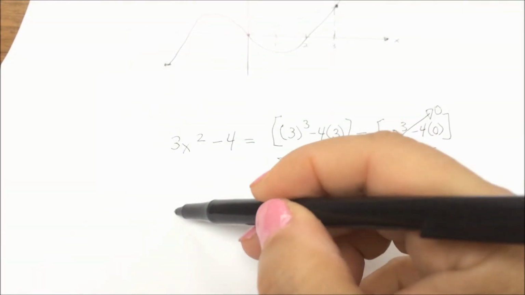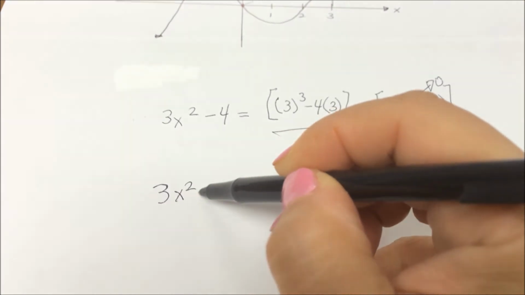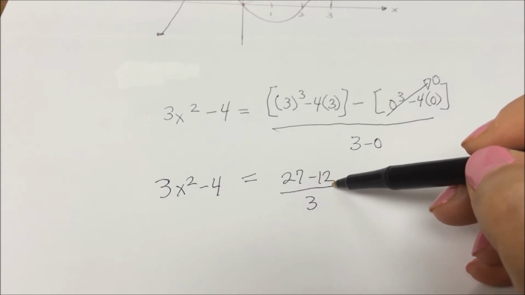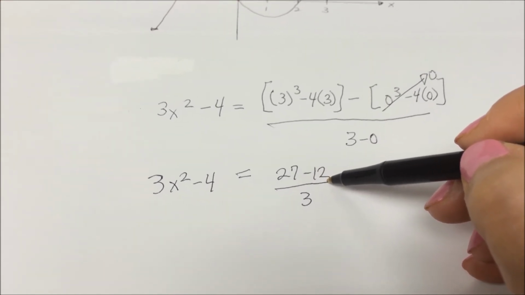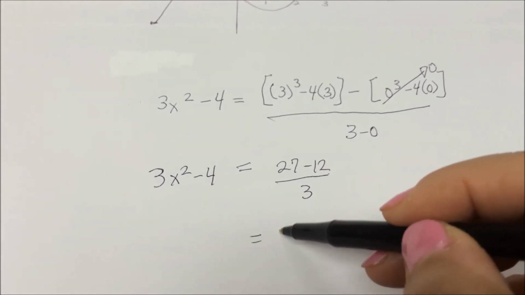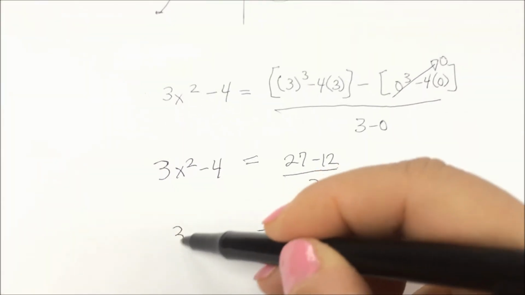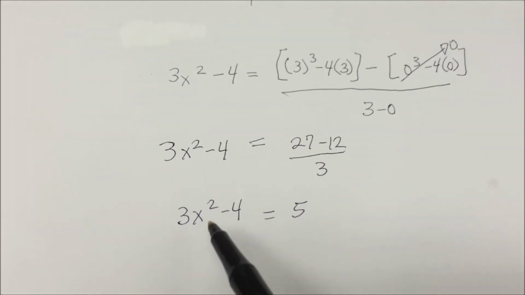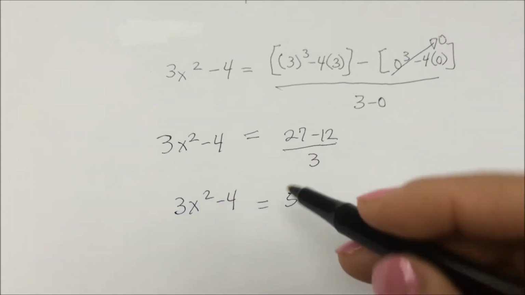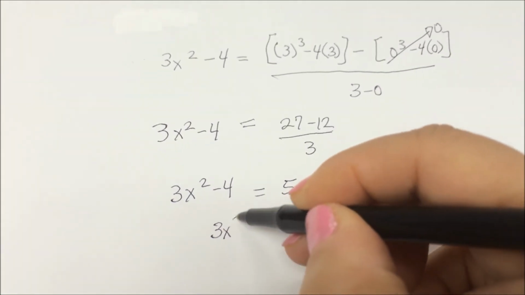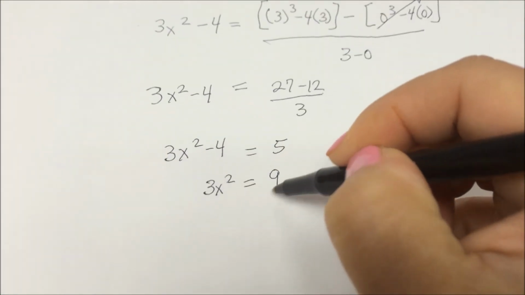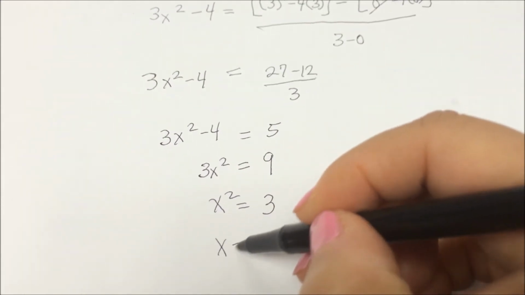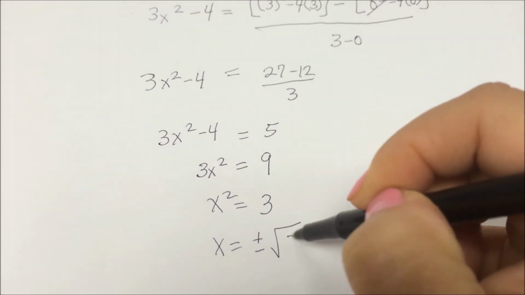We still have on this side 3x squared minus 4. If I simplify, 27 minus 12 is 15, and 15 divided by 3 is 5. So on this side we have 5 equals 3x squared minus 4. Now begins the algebra, where we're trying to solve for x. We bring the 4 over to the other side of the equal sign, so 3x squared equals 9. x squared is equal to 3, and x is equal to plus and minus the square root of 3.